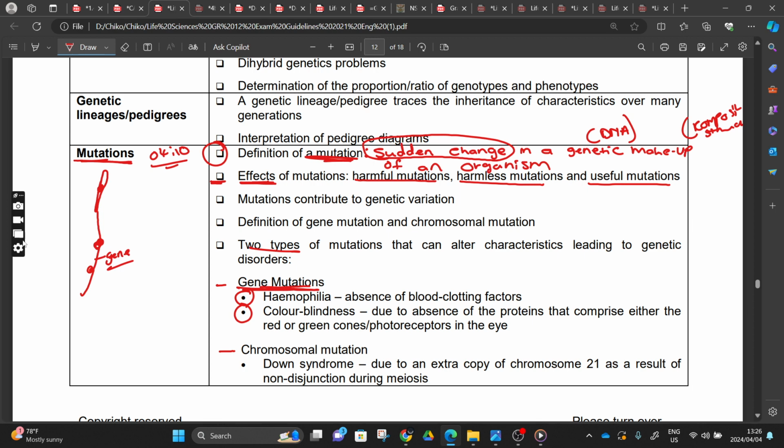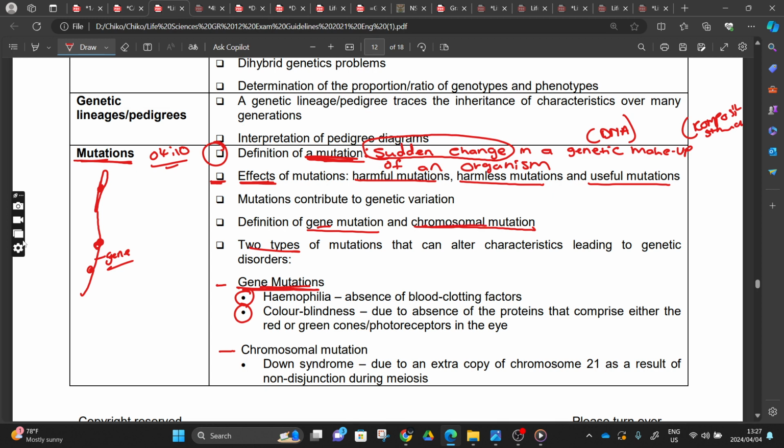So I was explaining this. There's a sudden change in a genetic makeup. When we say this, they will tell you to be aware that there's a difference between a mutation, a gene mutation and a chromosomal mutation. You should be able to differentiate these three, right? A sudden change in a genetic makeup can be in a gene or in a chromosome, right?